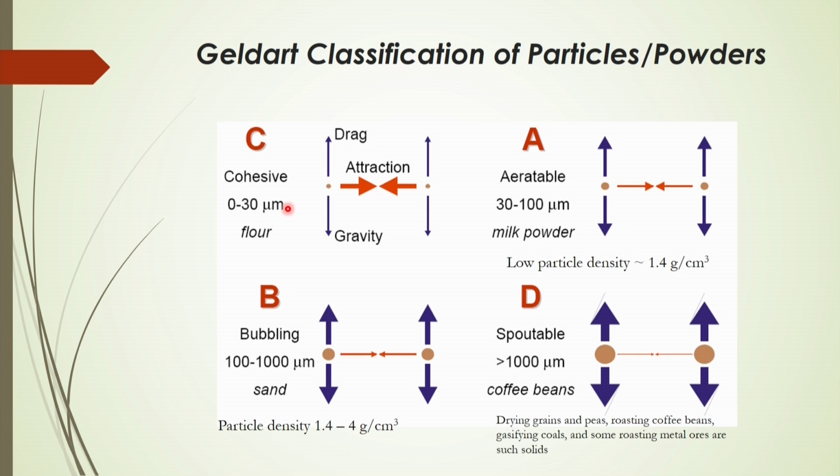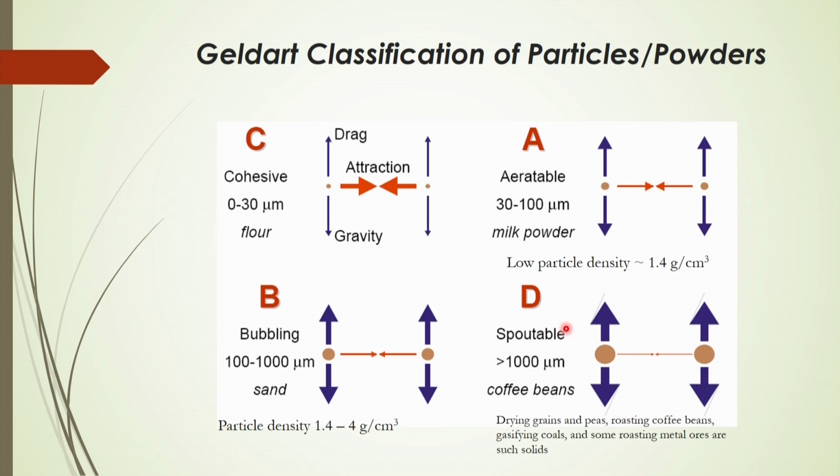This B type particle means the size range will be 100 to 1000 micrometer. Like sand, if you are using sand particles within the range of 100 to 1000 micrometer, you will see the formation of bubbles inside the bed. In this case the attraction force will not be as high as for the C type particles. Another type is called D type.